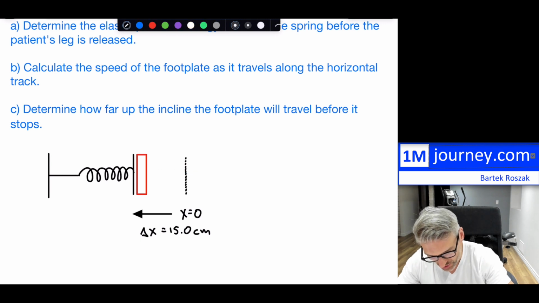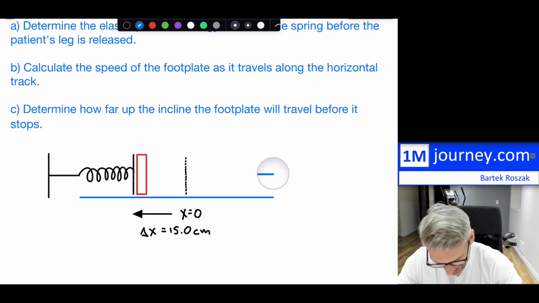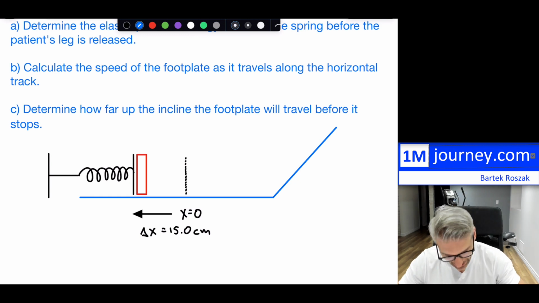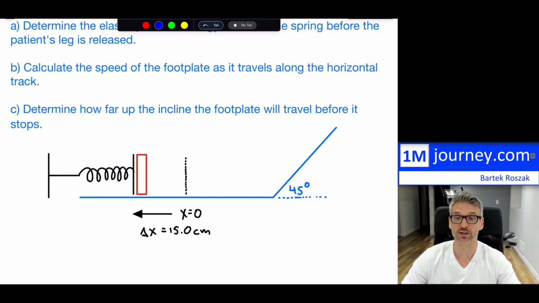Now, how is this structured? This is going to be on a surface. Here's some kind of a surface that it has. And then that surface, just so that this doesn't keep flying off, will start to incline. And it's telling us that the incline in here is 45 degrees. So therefore, this launches after it's being compressed.